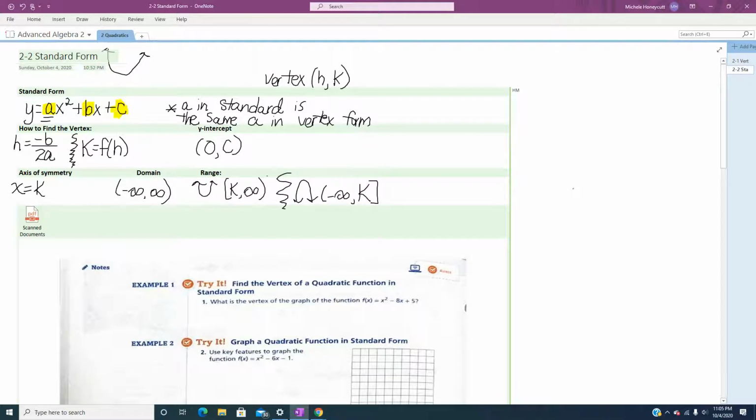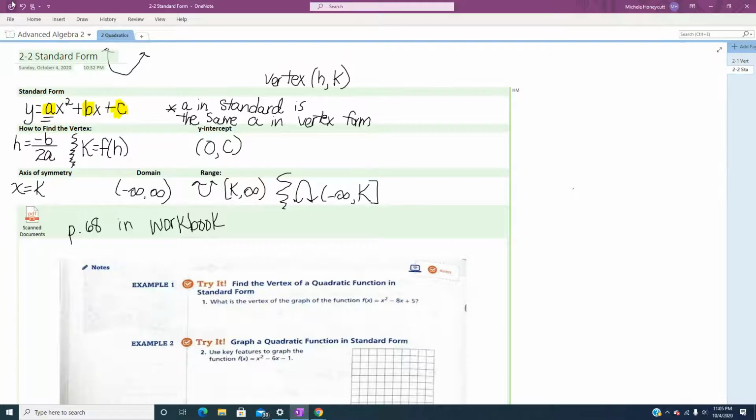Now, let's look at your notes. As you take notes, these notes are on page 68 in your workbook. Okay, so follow along and take notes as we work through here.